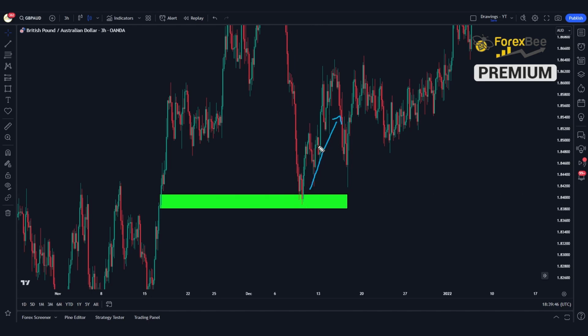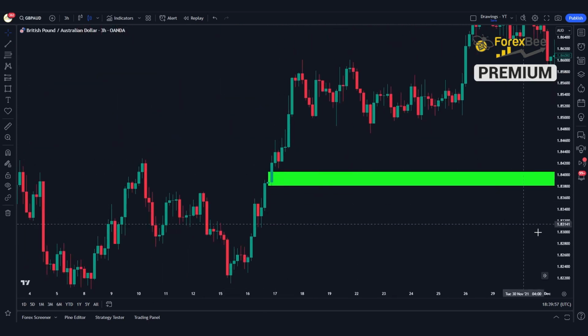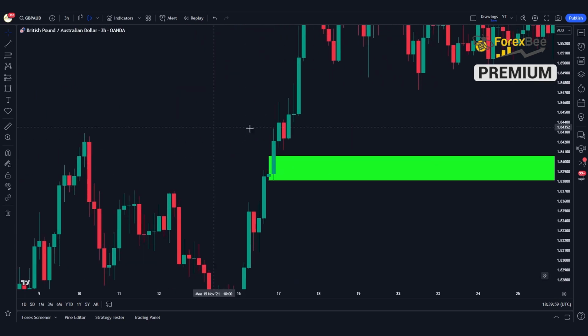But this is for the later videos when you have understood how demand zones work and how to identify them. So don't get confused here, just keep your attention towards the formation and the identification of demand zone.